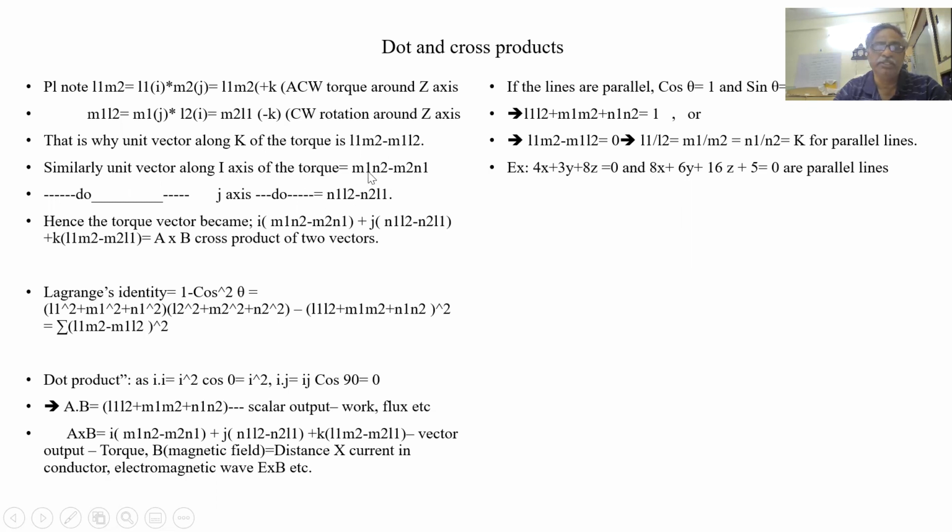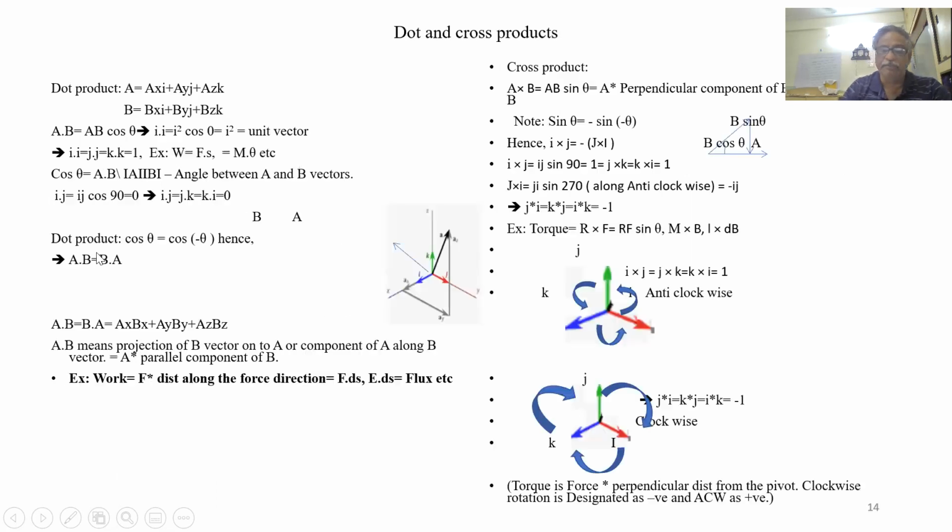Similarly for the J axis and I axis. So the torque vector becomes I (M1 N2 minus M2 N1), J (N1 L2 minus N2 L1), K (L1 M2 minus M1 L2). K means it is rotating about K. So when I'm giving a torque here, it is rotating like this. Suppose you have given a torque. In which axis is it rotating? With K as the axis, it is rotating, in the XY plane.